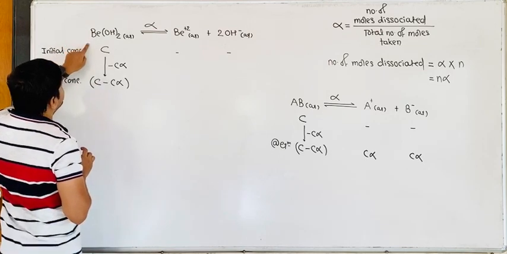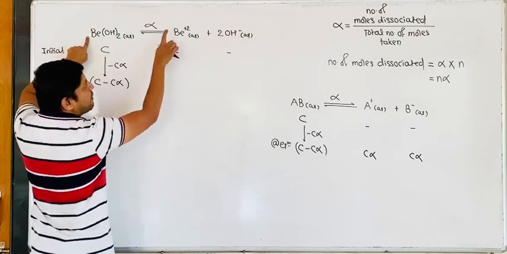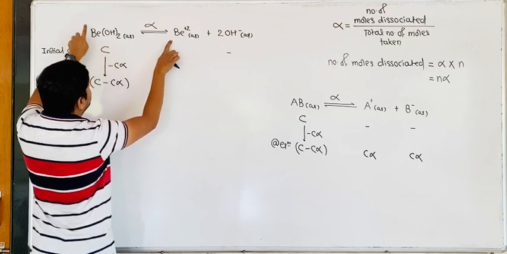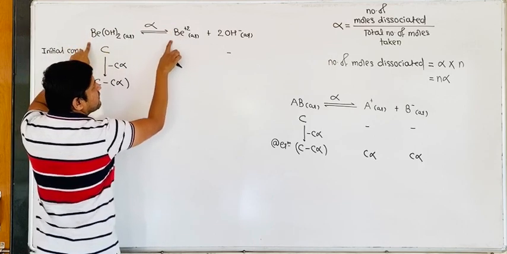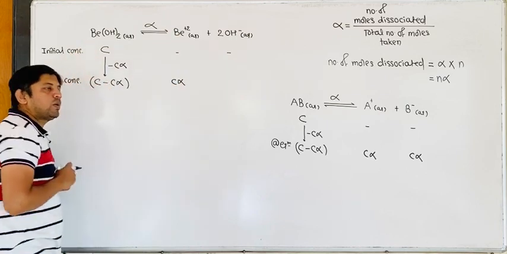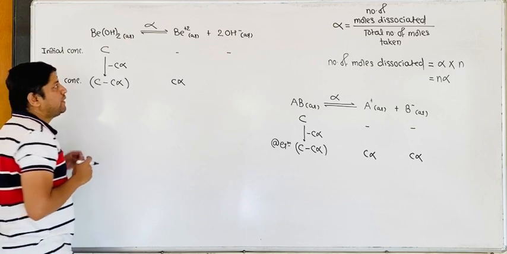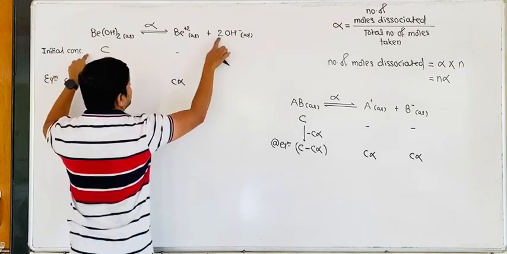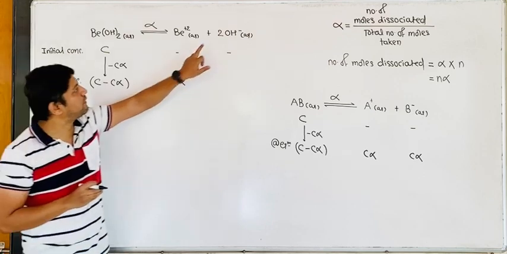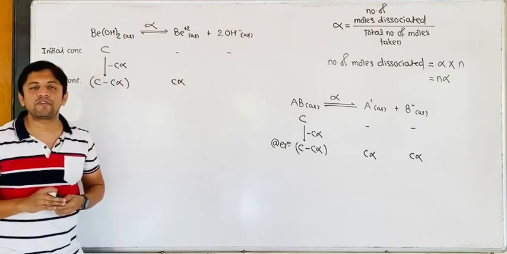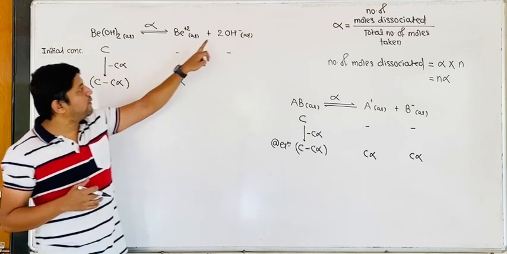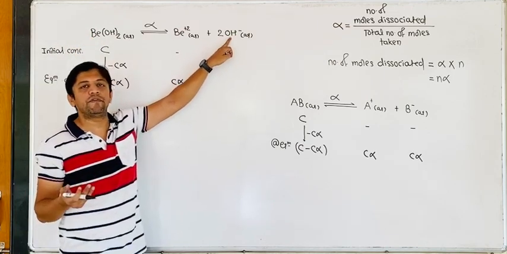If 1 mole of Be(OH)2 is consumed, it forms 1 mole of Be2+. If C into alpha moles of Be(OH)2 are consumed, the same C into alpha moles of Be2+ will be formed. Now the stoichiometry is 1:2. When 1 mole of Be(OH)2 is consumed, it forms 2 moles of hydroxide ions. The rate of consumption of Be(OH)2 and the rate of formation of OH minus is different.